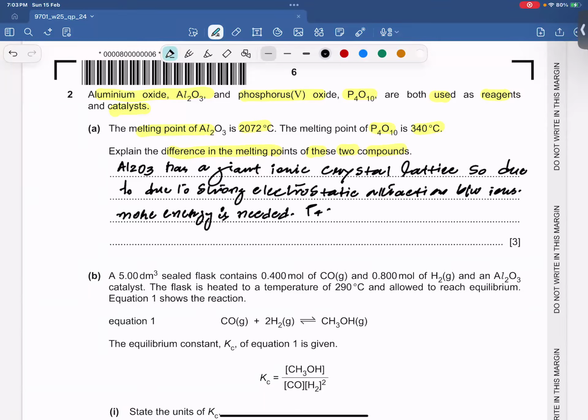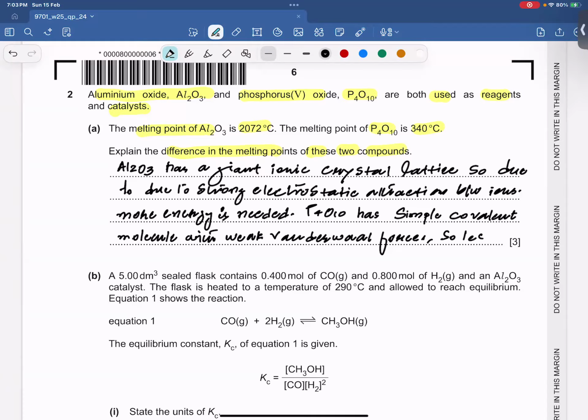P4O10, on the other hand, has a simple covalent molecule with weak van der Waals forces, or you can even write induced dipole, instantaneous dipole forces. So less energy is needed to overcome such force.